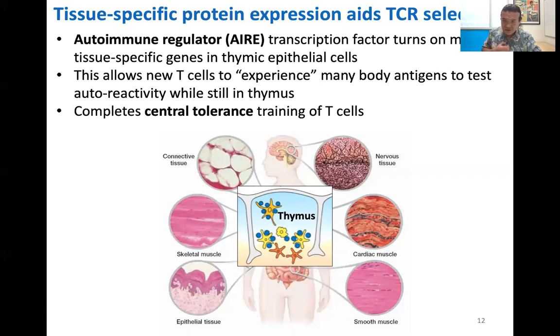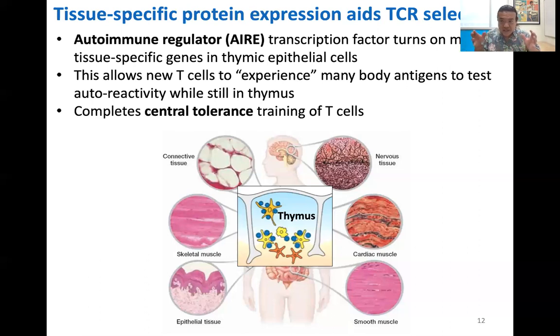But how do you actually make sure that these T cells are ready to be released from the thymus? The thymus epithelial cells have a particular protein factor that's expressed in them, known as AIRE, or autoimmune regulator factor. This protein in the epithelial cells of the thymus is a transcription factor. So in other words, it goes around in the genomes of the epithelial cells and randomly starts turning on expression of any genes.